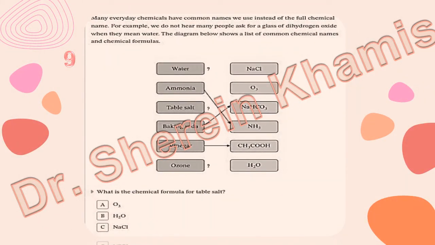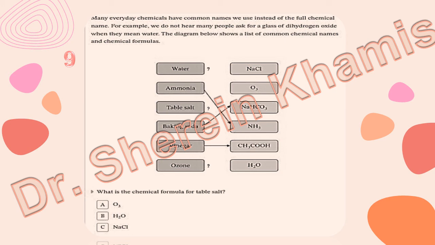Question 9 says that many everyday chemicals have common names we use instead of the full chemical name. For example, we don't hear many people asking for a glass of hydrogen oxide when they mean water. The other name of water is dihydrogen oxide, which means two atoms of hydrogen and one atom of oxygen. We say water, we don't say dihydrogen oxide. The diagram below shows a list of common chemical names and chemical formulas.